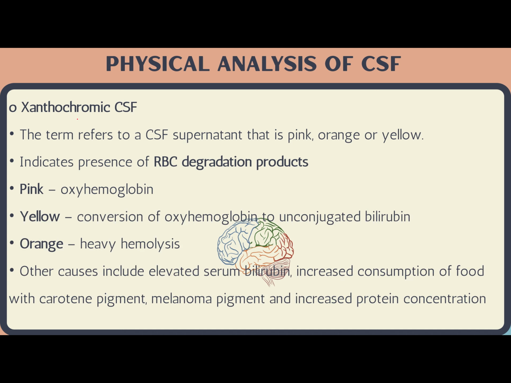Then we have your xanthochromic CSF. Whenever we hear the word xanthochromic, this refers to the CSF supernatant that is pink, orange, or yellow. So if you encounter a CSF that is pink, orange, or yellow, POY, it means that your CSF is xanthochromic. So if you encounter an orange CSF, it's known as a xanthochromic CSF. A xanthochromic CSF, class, indicates the presence of RBC degradation products. So what are these degradation products?